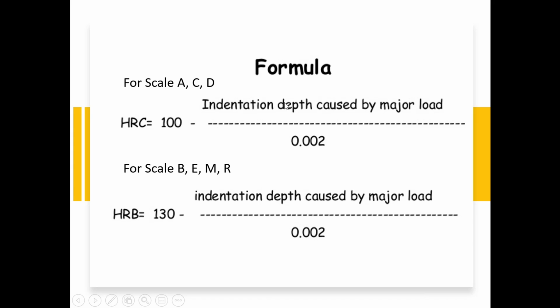This is the formula for calculating the hardness. You just put HR and next the third word is the scale. If it is A, then it is measured from A scale. If it is C, it is measured from C scale. If it is B, it is measured from B scale. For A, C, D, the formula for hardness is HRC equals 100 minus indentation depth caused by major load divided by 0.002, and for HRB it is 130 minus indentation depth caused by major load divided by 0.002.